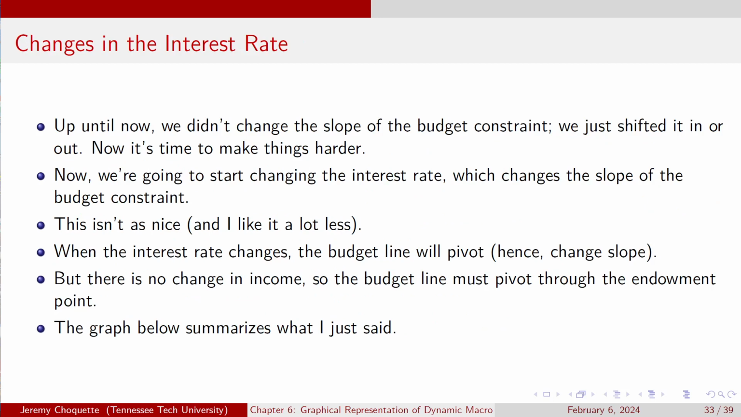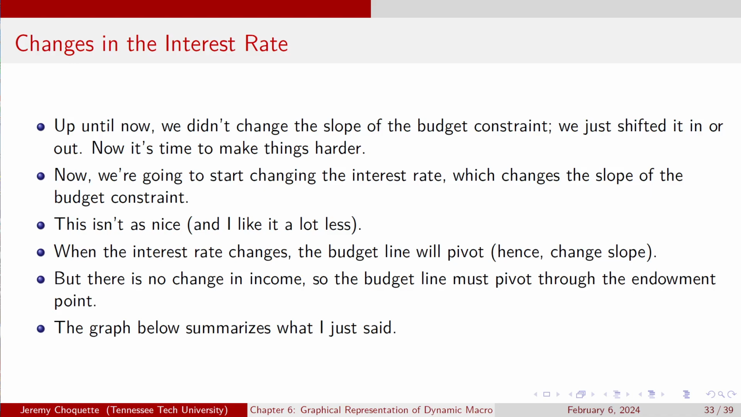Okay, so up until now, we didn't change the slope of the budget constraint. We just shifted it in or out. This is where we make things harder on ourselves. We're going to start changing the interest rate here, which changes the slope of the budget constraint. And this isn't as nice. I don't really like it as much. But I guess it's important to at least see what it looks like so you know.